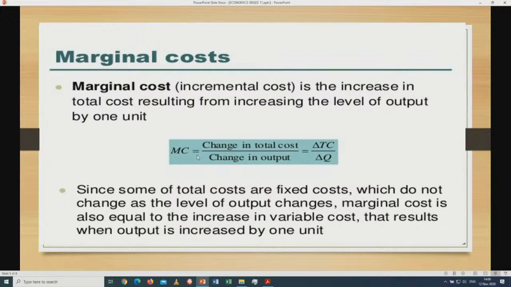And then what is the marginal cost, or what they call incremental cost? It is the increase in the total cost resulting from the increase in the level of output by 1 unit. So how do we determine this marginal cost, or the extra cost that we incur? We have the change in total cost divided by the change in total quantity. What is a change?